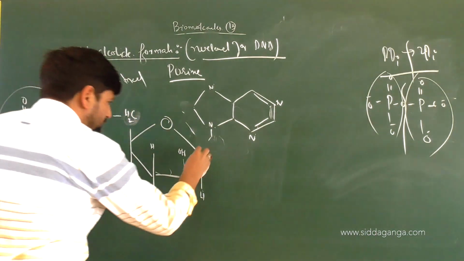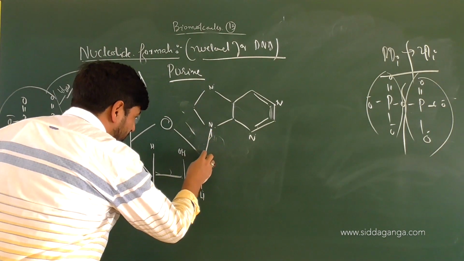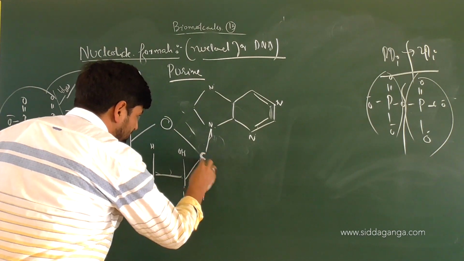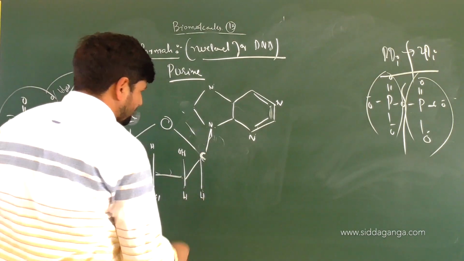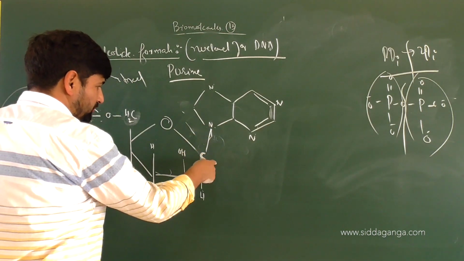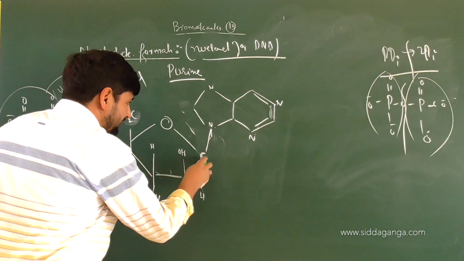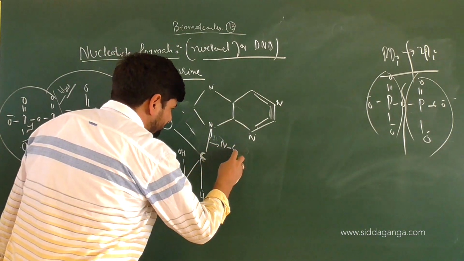We will have N directly linked to carbon. Correct or not? So from here, it was CH2OH, right? So you have removed what? Carbon here. So this is called the N-glycosidic linkage.